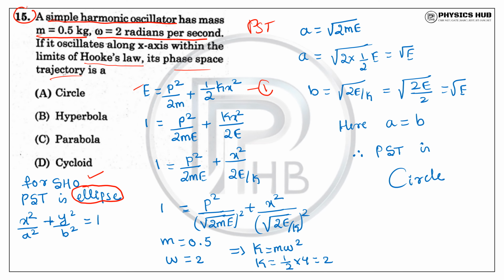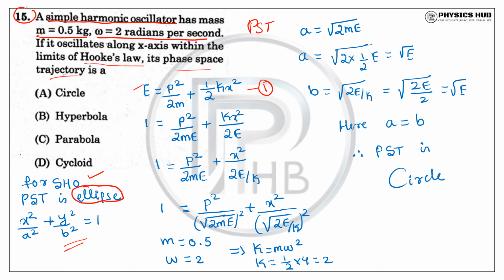Divide equation number 1 by E, so we will get this equation. Rewrite the equation and we'll get p square by square root of 2mE whole square plus x square by square root of 2E by k whole square. Compare this equation with the standard equation of an ellipse.